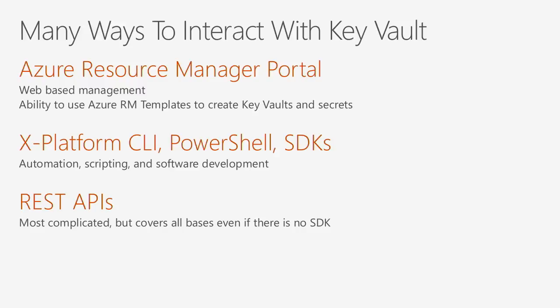Then if you still aren't covered because you're doing something really specific on some platform that doesn't have an SDK, then you've got the REST-based APIs. So this is the lowest level to interact with Key Vault, and it's through HTTP requests, and you're going to have to do all the heavy lifting yourself, but it's possible. So as long as you can send a web request off and do hashes and signing of that request, you can interact with Key Vault from anything.